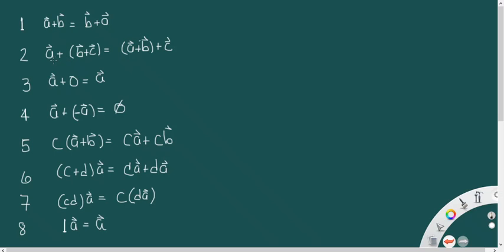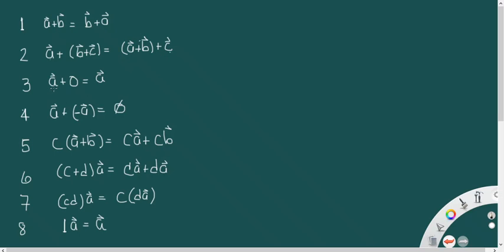Some of these properties are known to you because most of these are similar to the arithmetic properties of numbers and basic operations. So if you have vector A and you add this vector to B plus C, it is the same as if you add A and B and then you add vector C.